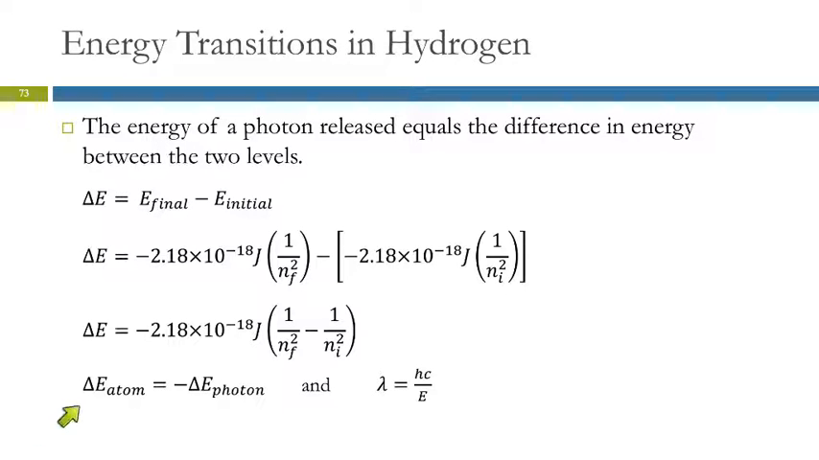And two other things we need to remember. The change in energy for the atom is equal to, but opposite in sign to, the energy of the photon, because the energy is being lost by the atom and gained by the photon. And then we also need to remember this one: the wavelength equals hc over E. That is just a rearrangement of E equals hc over lambda. The energy and the wavelength are inversely related.